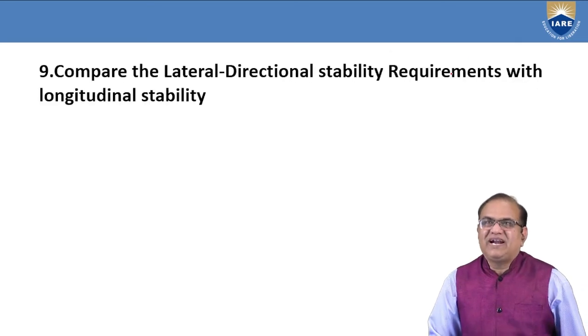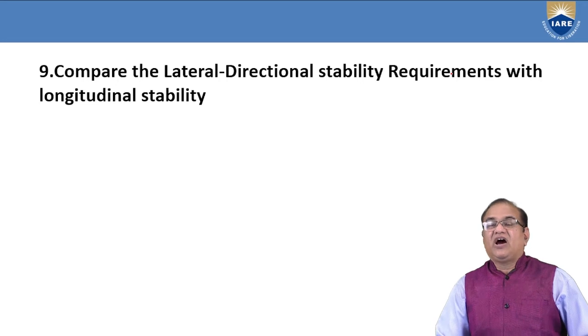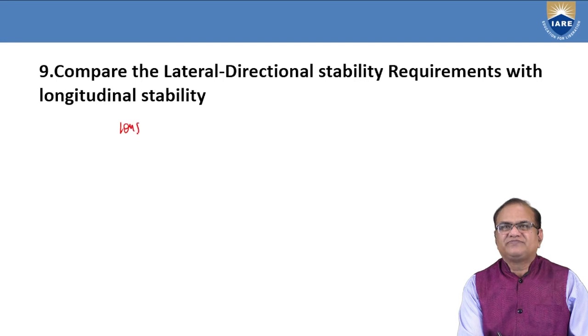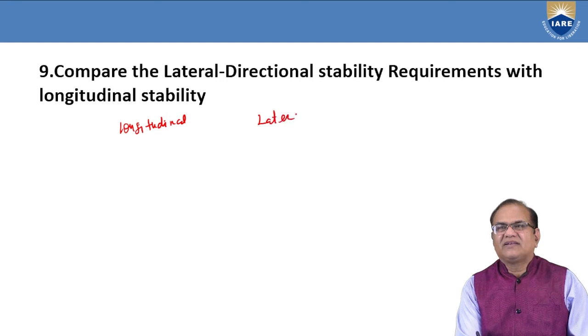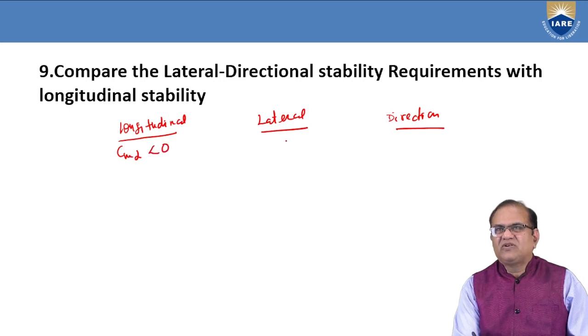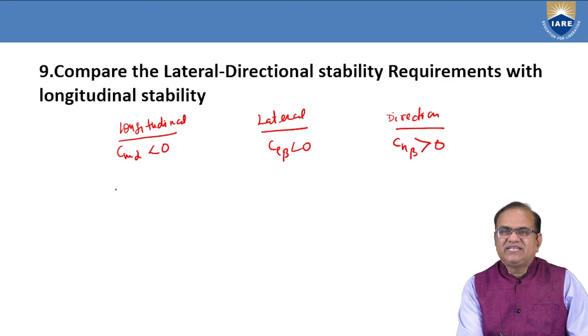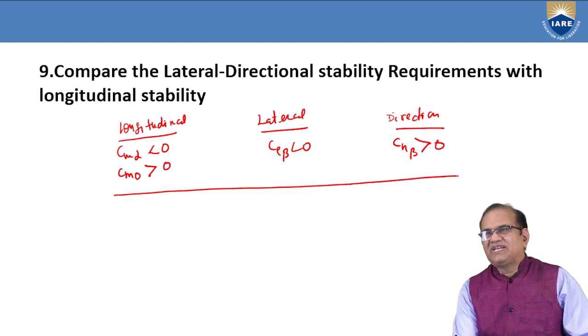Now compare the lateral directional stability requirement with longitudinal static stability. First I will write here longitudinal, then lateral, and then directional. For the longitudinal, Cm alpha should be less than 0, Cl beta should be less than 0, and Cn beta should be greater than 0. So these are the two conditions. In this, we need one more thing, Cm naught greater than 0.